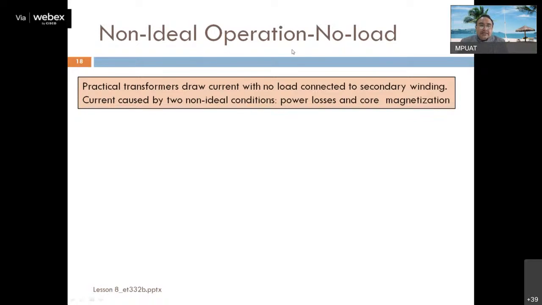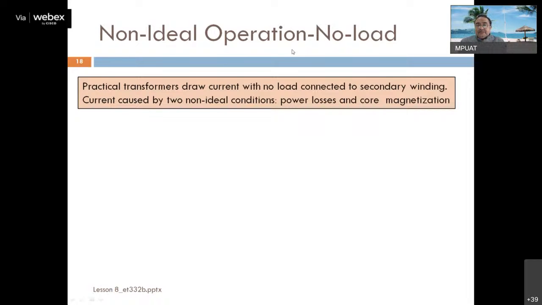Now let us discuss the practical transformer. A practical transformer will draw some current. Since it is no load, there will be current on the primary side only, because the secondary side is open. No load means the secondary side is open, so some current will be drawn on the primary side, and that current will be called the no load current.